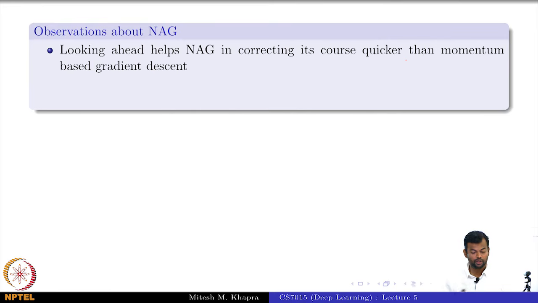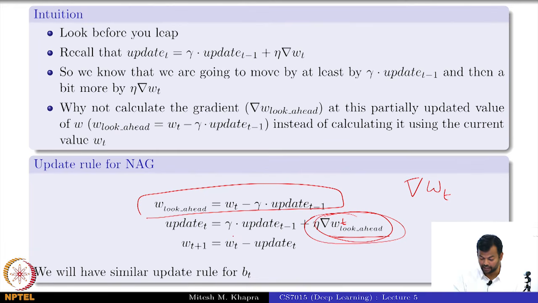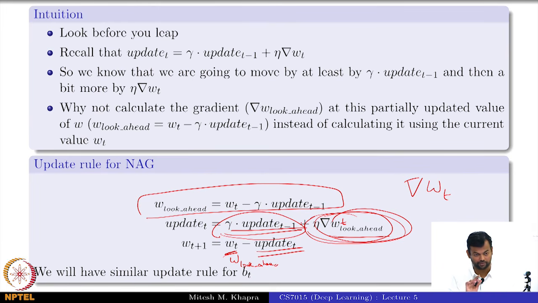Sure? Raise your hands. So looking ahead helps NAG in correcting its course quicker than momentum-based gradient descent, right? It's already looking ahead, where do I land up, and already making a correction if required. If not required, it will again move in the right direction, right? So the update is this guy plus the gradient, and my update happens on the original value, not on the look ahead value. So her confusion was perhaps that I am doing W look ahead minus update, where this update again has this quantity, right? That's what your confusion was. But I'm not doing W look ahead, I'm using W_t there.